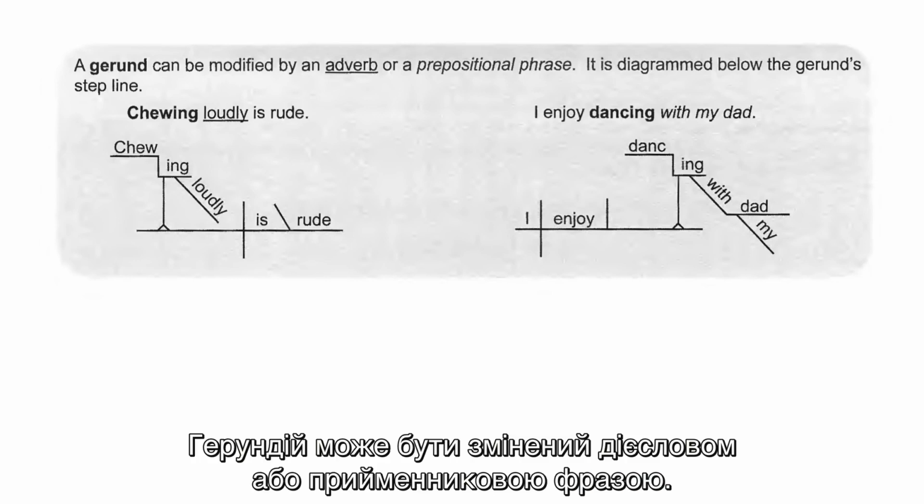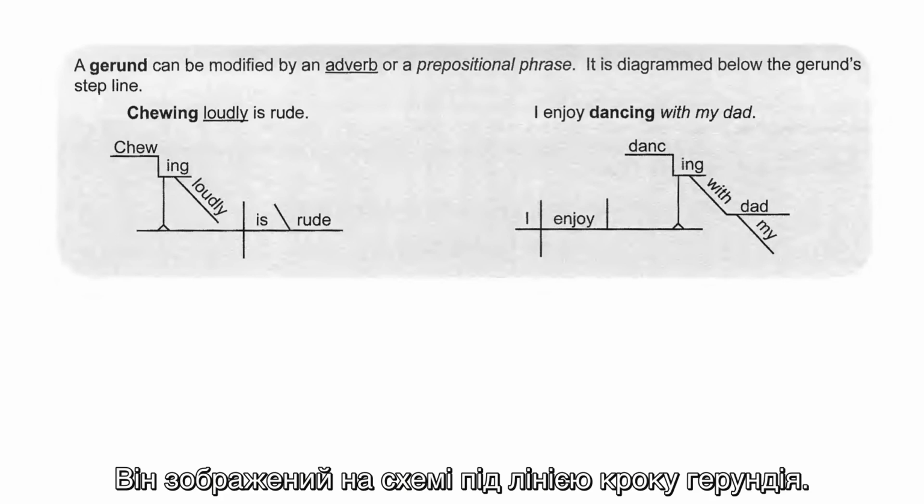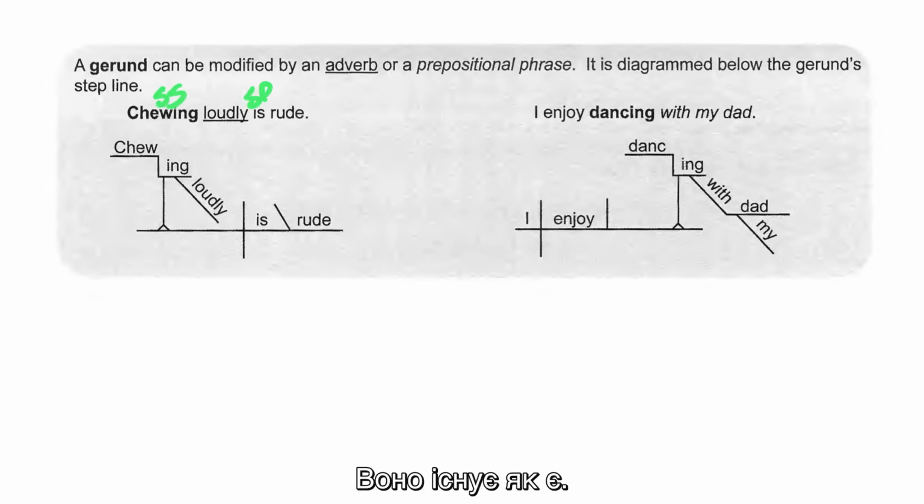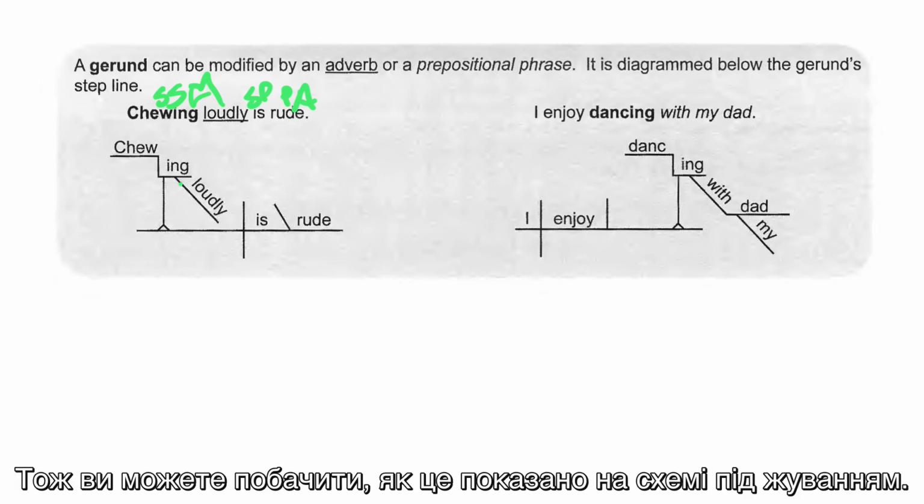A gerund can be modified by a verb or a prepositional phrase. It is diagrammed below the gerund step line. Chewing loudly is rude. Who or what is it about? It's about chewing. It exists as what? Rude. What kind of chewing? Loudly. Chewing loudly. So you can see how it's diagrammed below chewing.